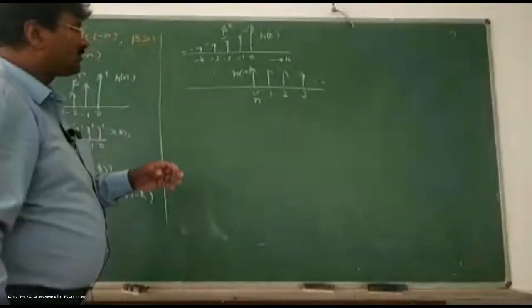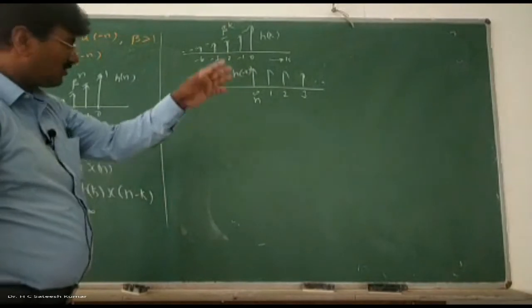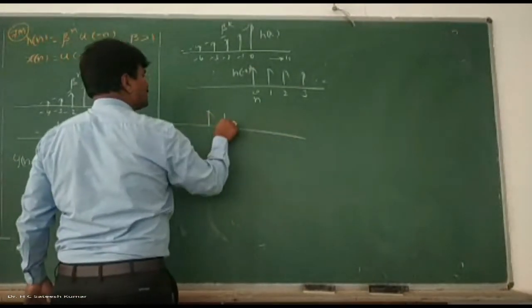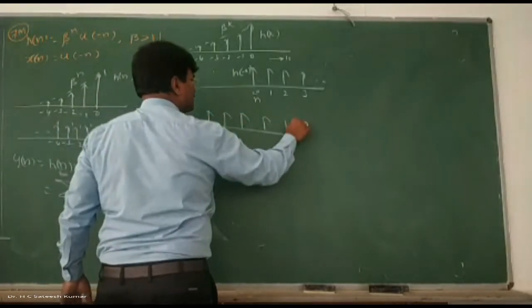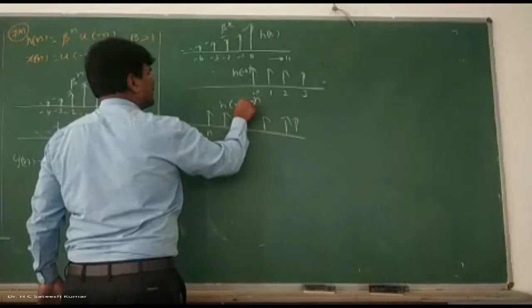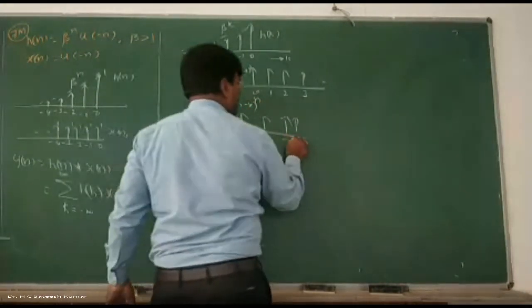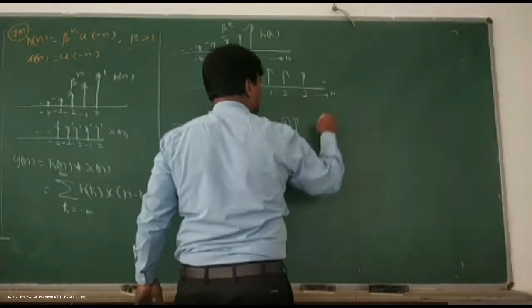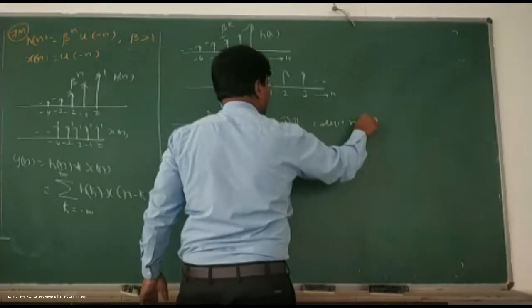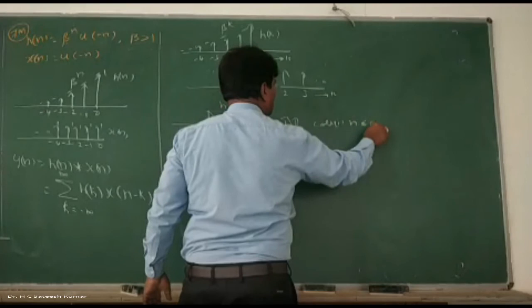Case number 1 is what? Even though it is already shifted to the right side, you start from minus infinity only. So case number 1 is what? This is h of n minus k, on the k axis. Case number 1 is n less than or equal to 0.